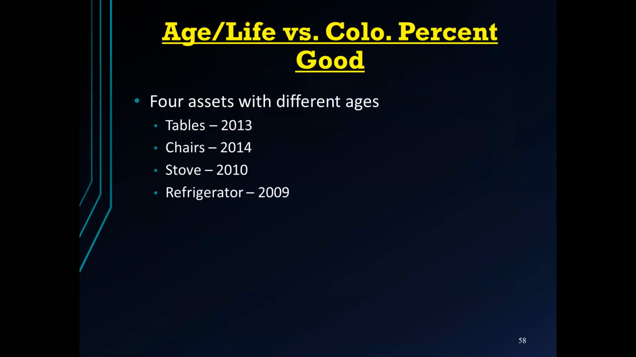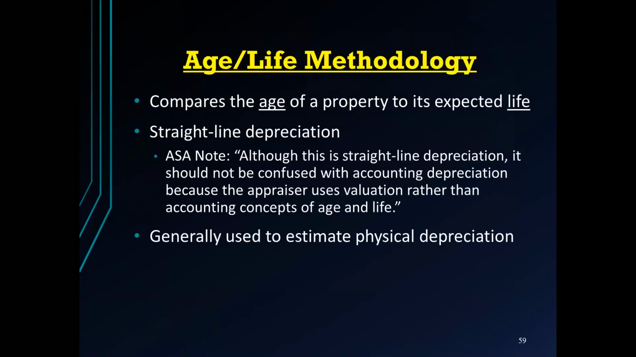Now let's look at some differences in how this applies. I mentioned we're going to talk about the age-life methodology, and we are. So what is age-life? Age-life methodology compares the age of a property to its expected life. Makes sense. It's in the name. That's why they call it age-life. But it's a type of straight-line depreciation. And so you look at how old is the actual property, how long should the property last, essentially what is its remaining economic or useful life, and the difference between those is straight-line depreciation.